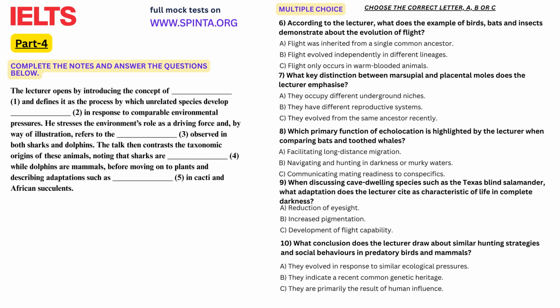Throughout this lecture, we have discussed several compelling examples: the streamlined bodies of sharks and dolphins, the adaptations of cacti and African succulents, the ability to fly seen in birds, bats and insects, as well as adaptations in underground tunneling moles, the evolution of echolocation, reductions in eyesight for cave-dwelling species, biochemical defense mechanisms, and the camera eye structure.